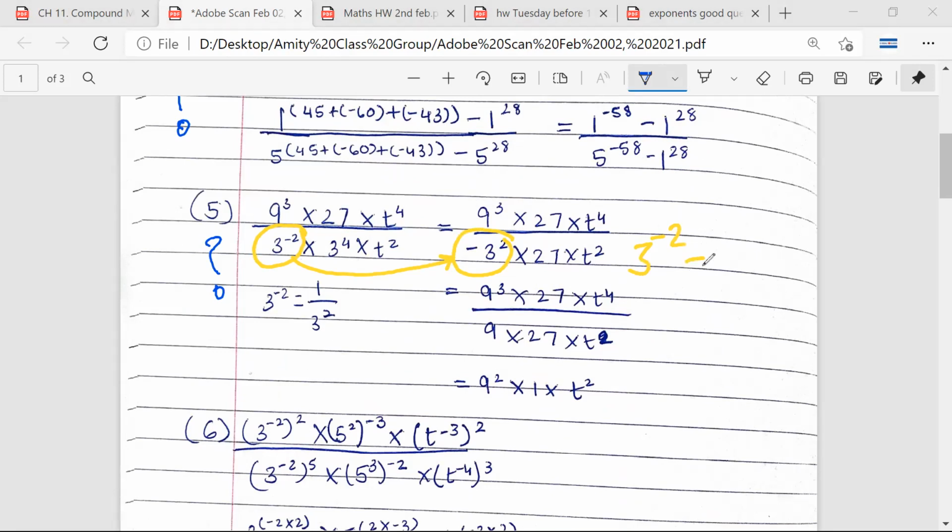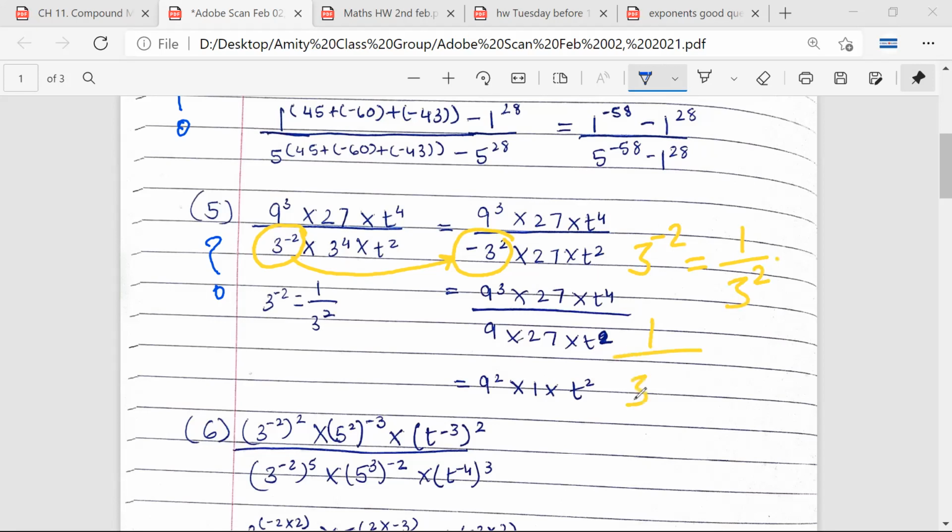Yes, sir. So 3 raised to power minus, and it is not obvious. That is what I'm trying to tell you, because exponents is not obvious. Exponents is a bit tricky. It needs a bit of practice. So 3 raised to power minus 2 actually is equal to 3 raised to power 2. Is there any doubt? No, sir.